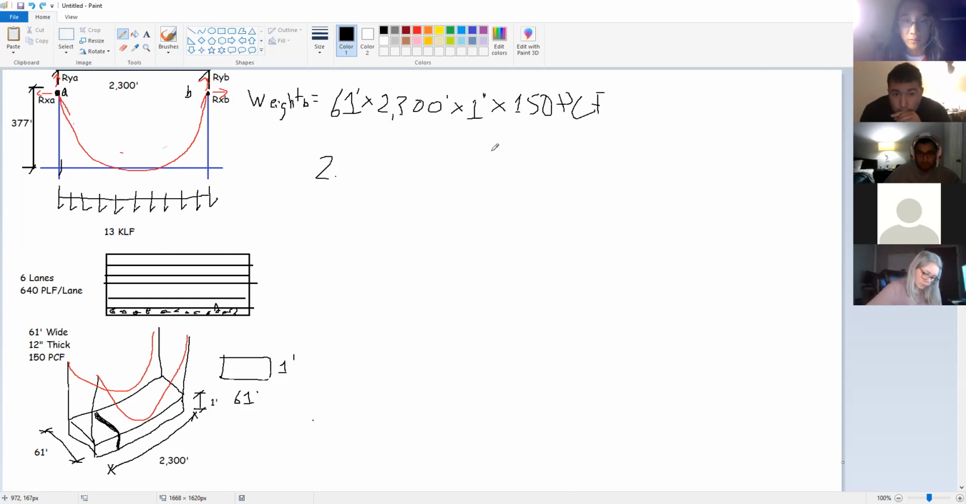All right. So we're just not going to do that. Divide that by 1,000. Okay, I understand why. So you end up with a total of 21,045 kips. And that's just the weight of the deck.